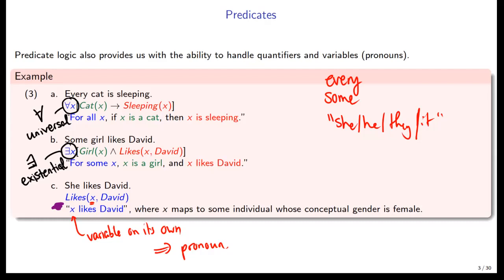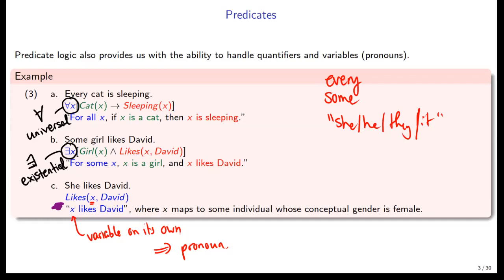And it's sort of the same thing here, except with predicate logic, it's not really obvious what X is. X just maps to some person. So the specific pronoun we choose doesn't really matter. It could be she or he or it or they. It's all just an arbitrary pronoun. So I picked she for this translation for she likes David, but it could be he likes David or it likes David or they like David. It doesn't really matter. But in the description, I can be more specific. So in this one, I say X likes David, where X maps to some individual whose conceptual gender is female.